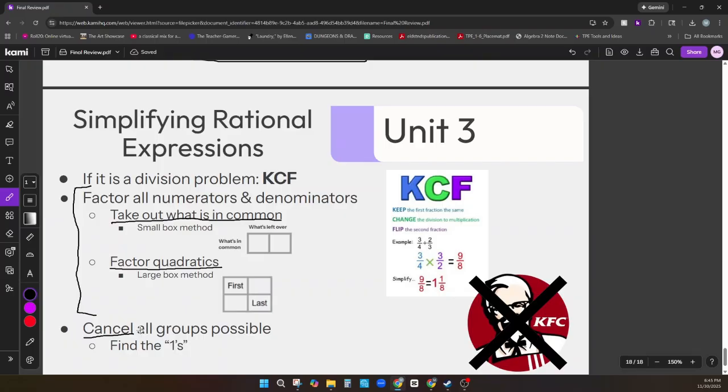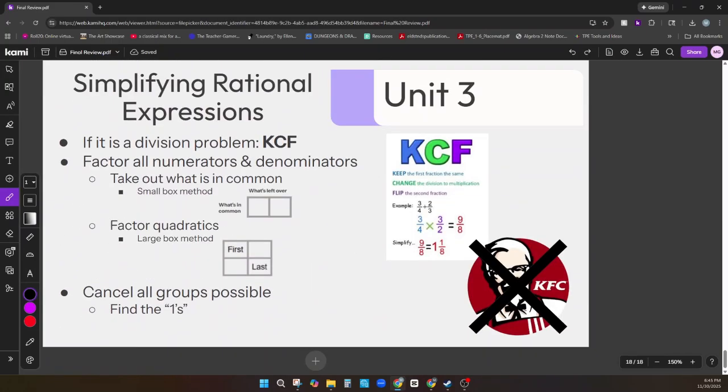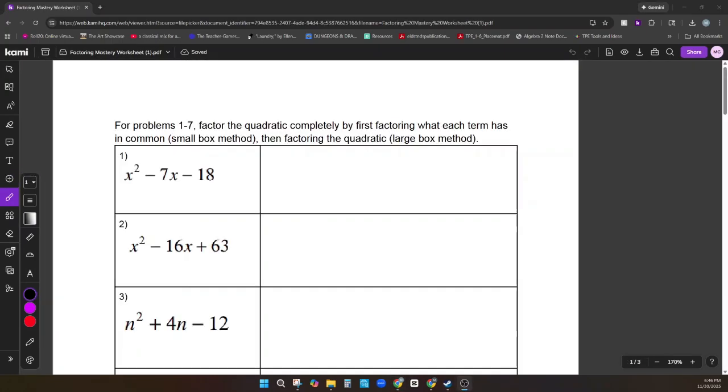If you are not able to factor properly, then you are not going to be able to solve and answer these kinds of problems. Factoring is a key component of our Unit 3, so you must make sure that your factoring skills are on point for these types of questions. Okay? With that in mind, we just have your worksheet to go over. So let's go ahead and get straight into that.